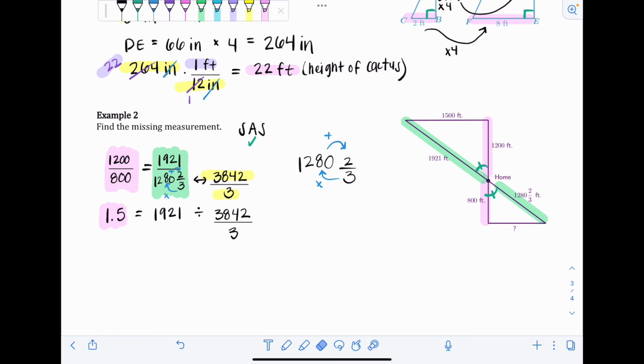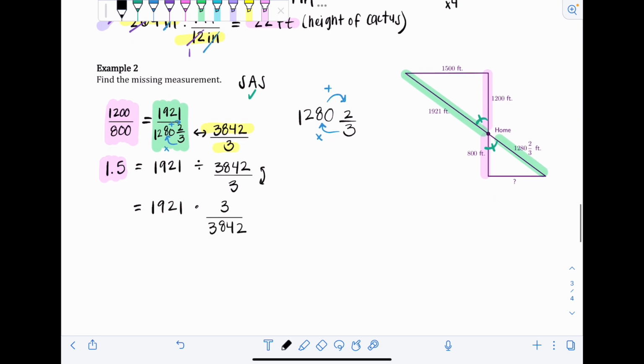of dividing fractions, we change it to multiply by the reciprocal. So we do 1,921, we change division to multiplication, and then we flip this fraction over to get its reciprocal. So it'd be 3 over 3,842. And now I can multiply straight across. So 1,921 times 3 is 5,763 over, this is over 1 technically. So if I multiply straight across, it'd just be 3,842. And now I can divide.